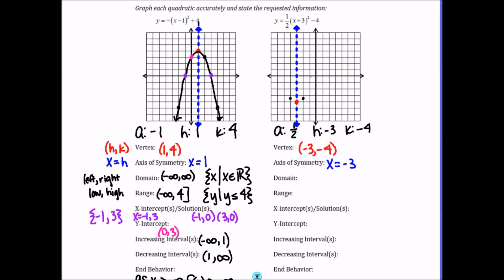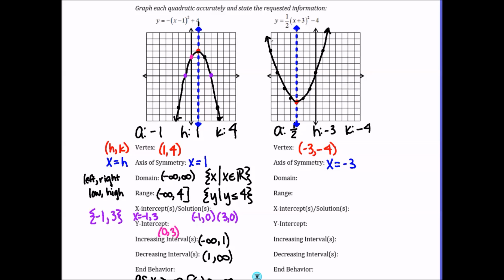Then usually we go over 2 and up 4, but instead we're only going to go up half that, which is 2. Then we're going to go over 3. 3 squared is 9, so usually we go up 9, but we're only going to go up half that. So we're only going to go up 4 1/2. Then we go over 4. 4 squared is 16, so usually we would go up 16, but since a is 1/2, we're only going to go up half that, which is 8. And that's all we can fit on our graph. So you can connect those points. All right, and there we have our graph.